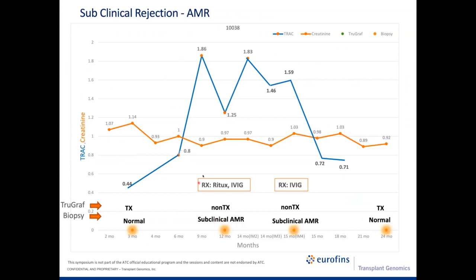And interestingly as well, we know that cell-free DNA, the TRAC assay, is a very sensitive assay for endothelial injury, often caused by antibody-mediated rejection. And so in this patient, the cell-free DNA pops up as well and stays up here as the person's being treated. They're treated with rituximab and IVIG.